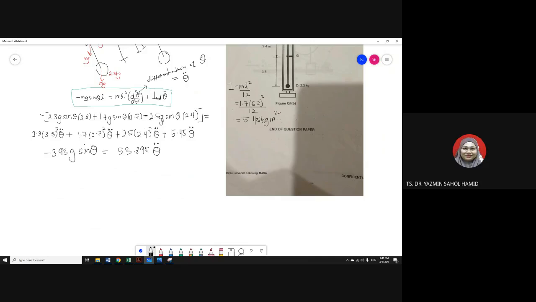Okay, alright. Now, to simplify again, what you need to do is write sine theta. We will assume it directly as theta. So this will become theta. So it becomes negative 3.93 G theta equals 53.895 theta double dot. Now, to write the equation of the expression we want, let's look back at what we did earlier.